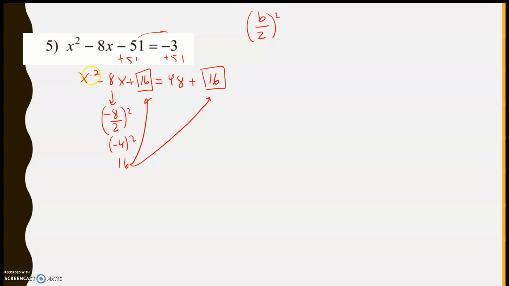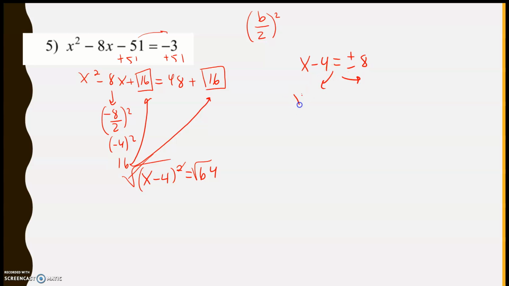On the left side, I now have a perfect square. So I can take what this factors to be, which is going to be x minus 4 squared, and that's going to be equal to, on the right side, 48 plus 16, which gives me 64. To get rid of my square, I'm going to take the square root of both sides. Square and square root cancel, so I'm left with x minus 4 is equal to, and the square root of 64 is plus or minus 8.